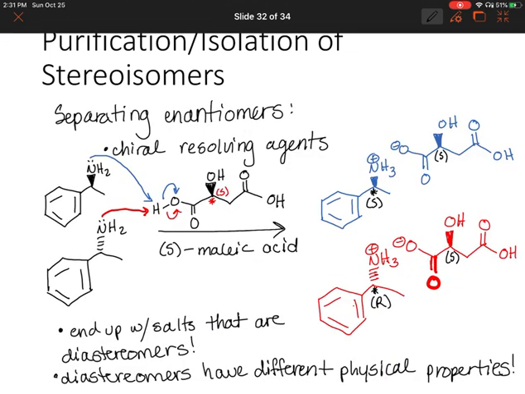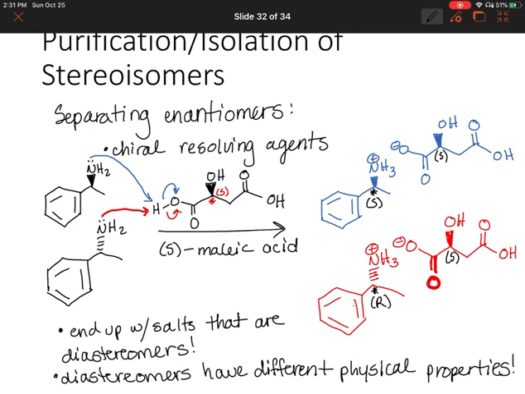Now, at the very end, once they're separated, we would need to turn them back into their original molecules. So we would probably add some sort of other reagent that would reverse the effects of what we did before. So this is something that scientists do a lot. They have to separate these enantiomers using chiral resolving agents.